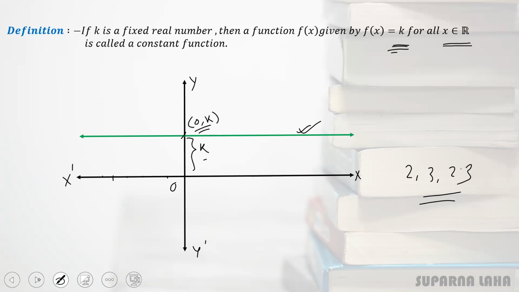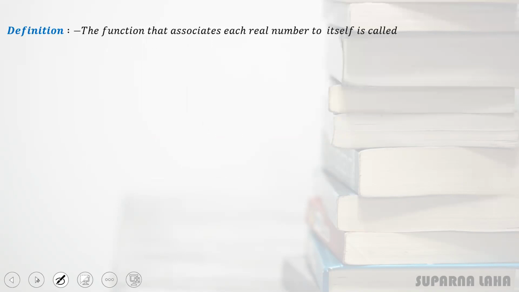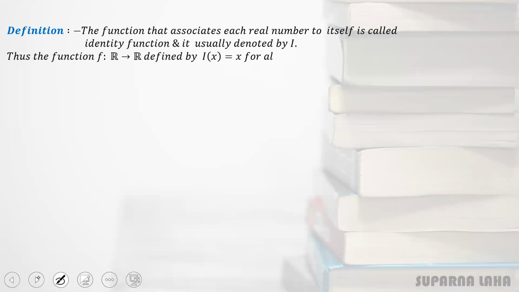So the next category is the identity function. Now what is the identity function? First let's discuss its definition. The function that associates each real number to itself is called the identity function. That is, f of x is equal to x. We generally represent the identity function by I. So f of x is equal to x, or I of x is equal to x.